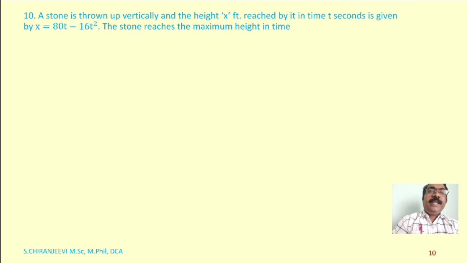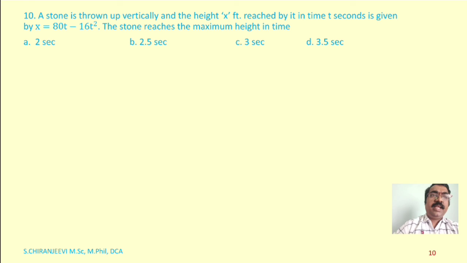10th one, a stone is thrown up vertically and the height x feet reached by it in the time t seconds is given by x equal to 80t minus 16t square. The stone reaches the maximum height in time. Options: 2 seconds, 2.5 seconds, 3 seconds, 3.5 seconds.